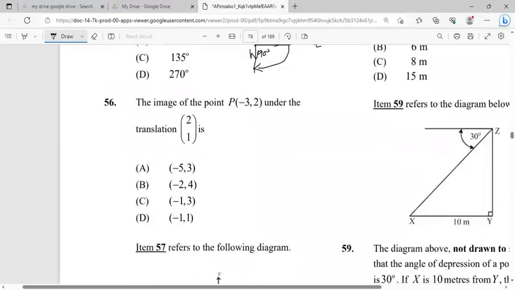All right, the image of the point -3, 2 under the translation is the image of the point under the translation. So it's -3, 2 plus 2, 1, which gives us -1, 3.